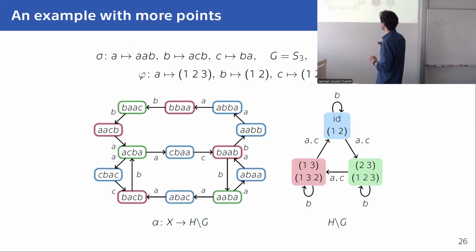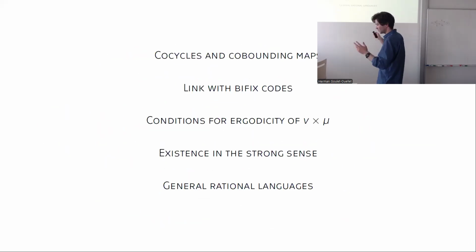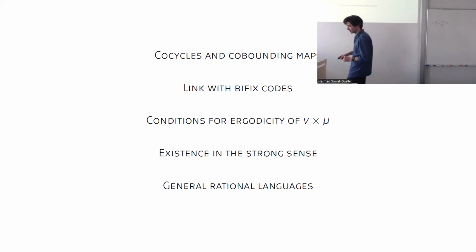So I'm going to skip the rest and stop there with a very quick slide where I give some things that are related to what I talked about that I didn't have time to touch on, and also some future projects. We did it for group languages, and the question is, can we prove, for instance, existence and get equidistribution results for general rational languages? This is something that we're working on. And I'm going to stop here. Thank you.